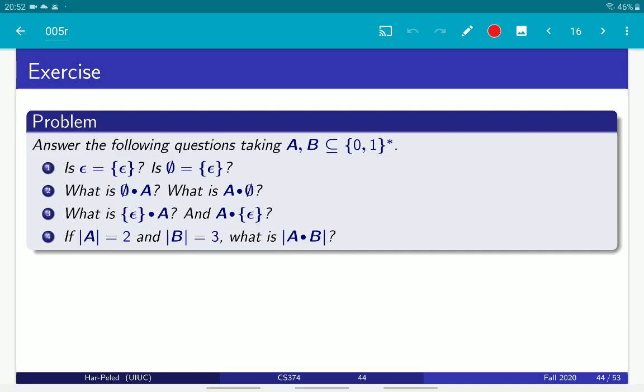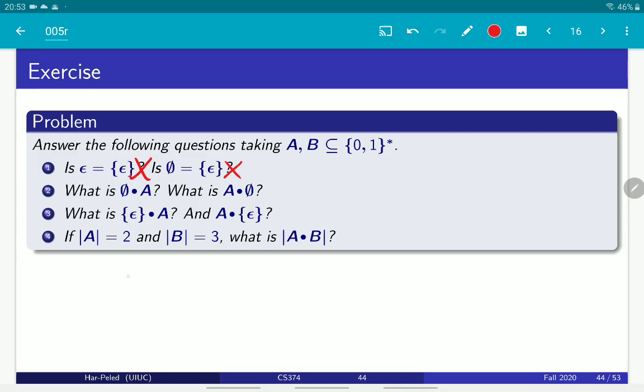Okay, so we have a few questions. Let's answer them. So we have two languages that are part of binary strings. So {0,1} star just means all binary strings. Is epsilon equal to the set containing epsilon? Of course not, one is a string, one is a set. They are not the same creatures. No. Is the empty set equal to the set containing epsilon? Of course not.